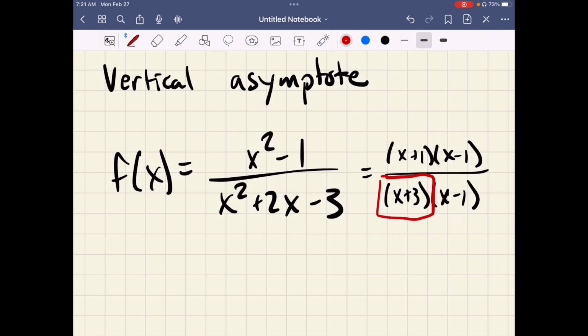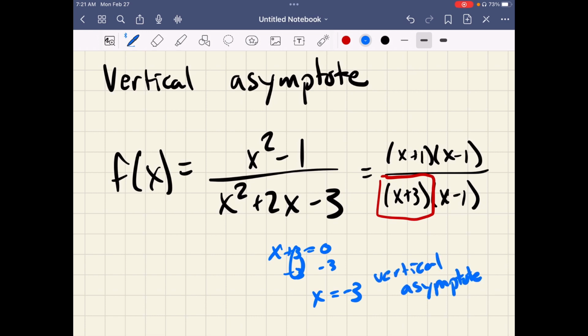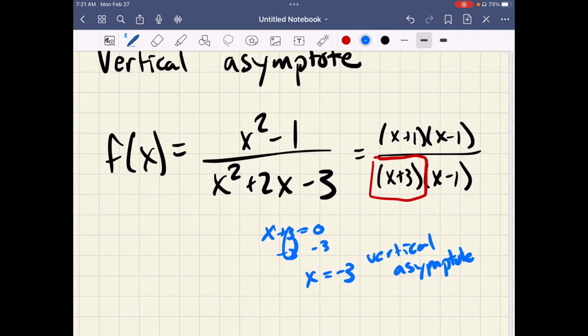Okay, now we're just going to look at the other term, right? So the term that does not have the matching term in the numerator, that is going to determine my vertical asymptote. So I set that x plus 3 equal to 0. I solve that. So here, this would tell me I have a vertical asymptote at x equals -3. And you're going to do that for every term that's in the bottom that does not have a matching term in the top. That would be my vertical asymptote, okay?